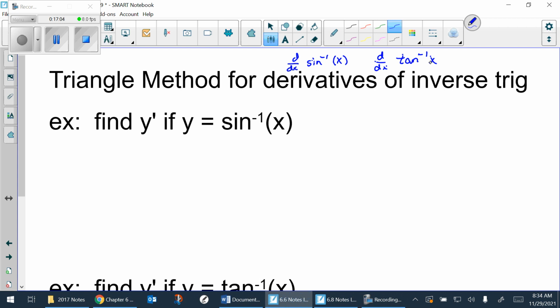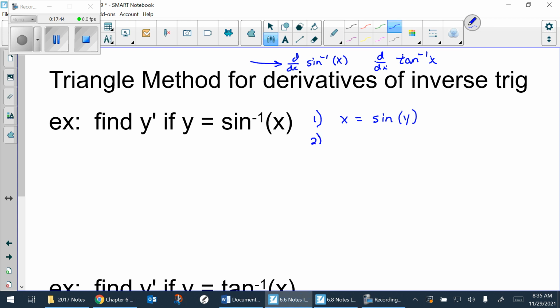Triangle method for the derivative of an inverse trig function. Okay. Find y prime if y is equal to sine inverse of x. Good. We are going to find, and you will need to know, the derivative of sine inverse. So the first thing I'm going to do is rewrite this. I'm going to write this as x is equal to the sine of y. Piece of cake. We've been doing that with inverses in this chapter.